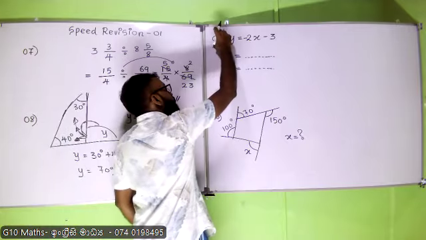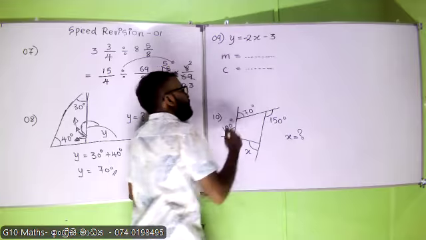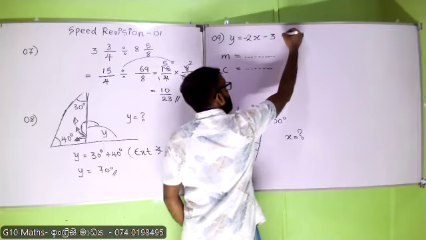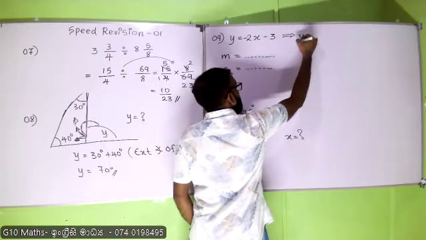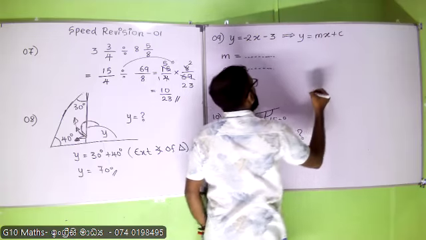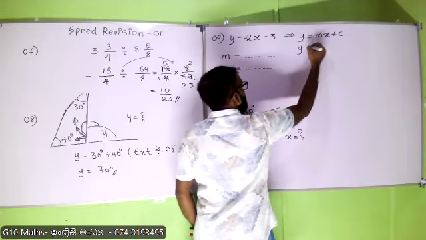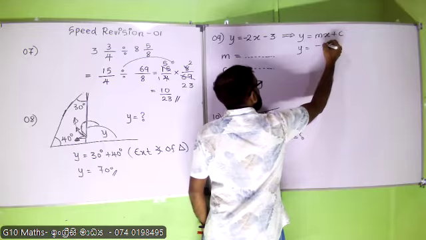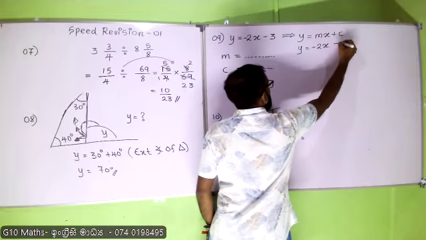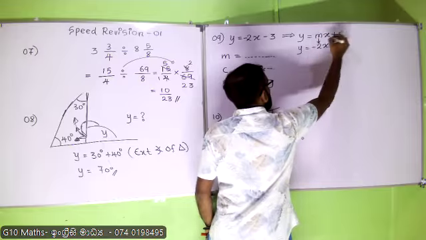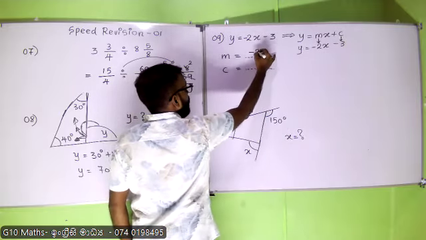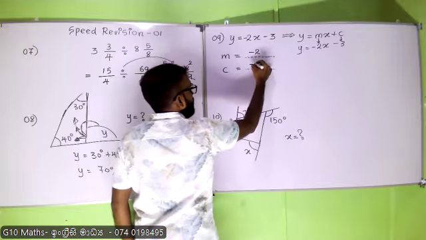So, ninth question. This is a y equals mx plus c type of equation. Y equals mx plus c, so this is my equation of the graph. They are asking what is m, what is c. So m is minus 2, c is minus 3.